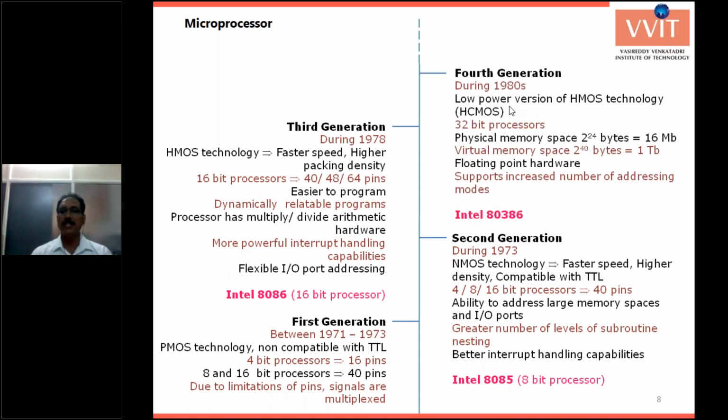So the next is the 4th generation, starting during 1980. It is a low power version of HMOS technology, supporting 32-bit processors. Physical memory is supported up to 16 megabytes, and also virtual memory of 1 terabyte. These are the advanced microprocessors, the 80386, 486, Pentium 1, Pentium 2. These are all in the category of the 4th generation. Now the present is running on the 5th generation, the Pentium processors, i3, i5 or i7. This is the simple history of microprocessors.